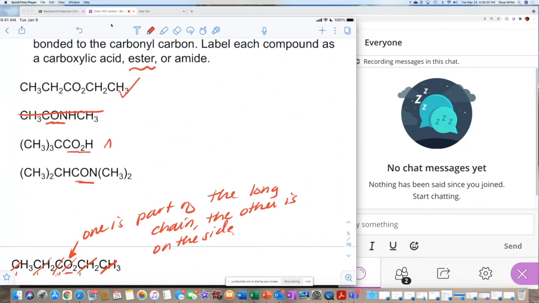COOH, cool, that's not acetic acid, sorry. Just the carboxylic acid, if I can spell correctly. And then this one, of course, is going to be the amide. This one is also the amide. And this is the ester right here. Okay.